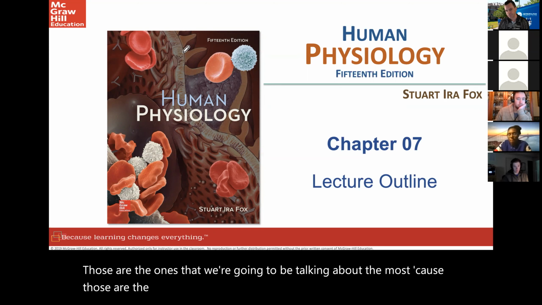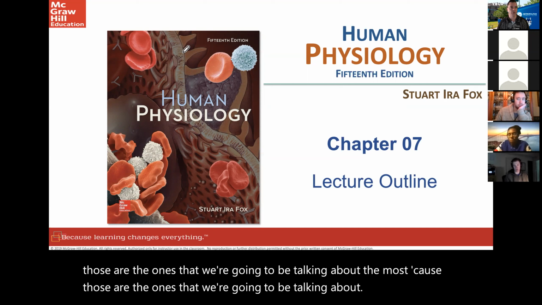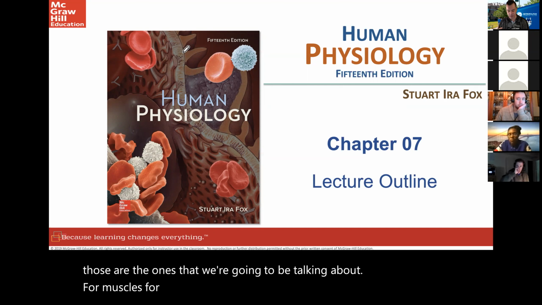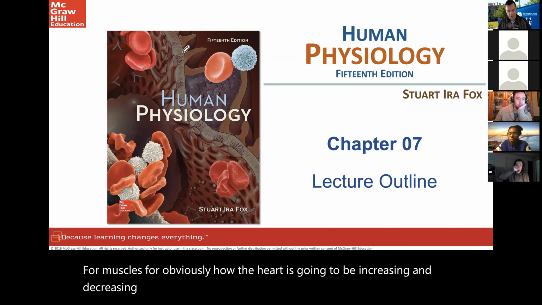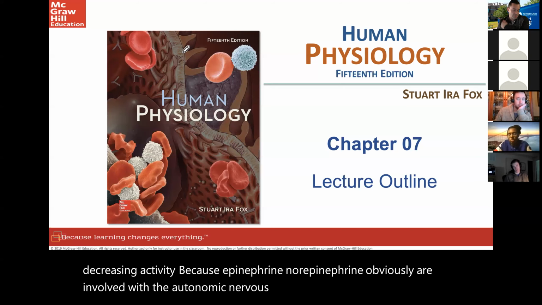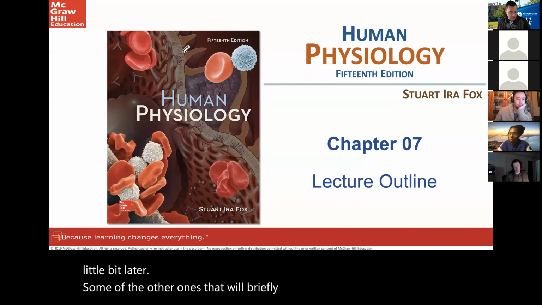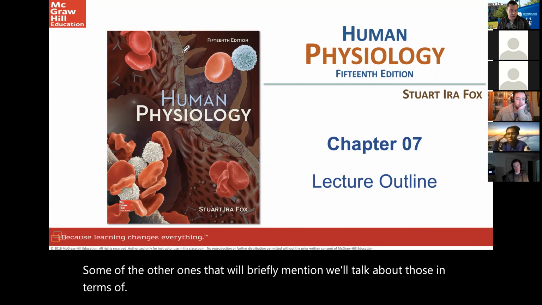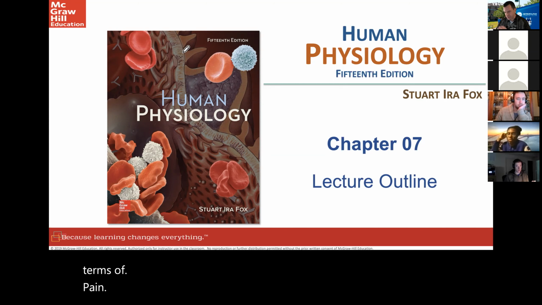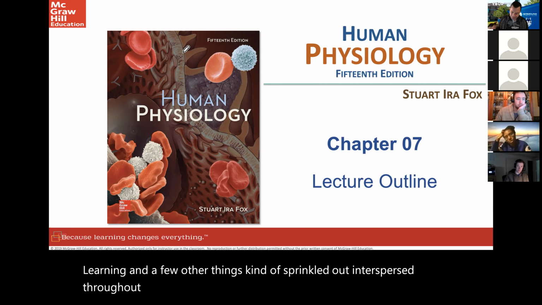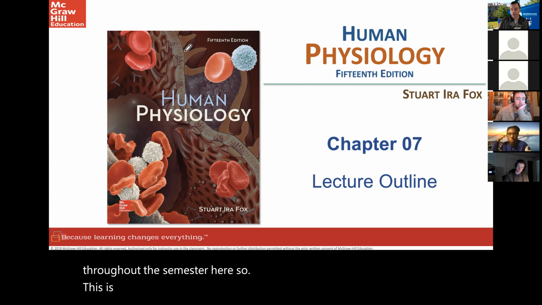that we're going to be talking about for muscles, for obviously how the heart is going to be increasing and decreasing activity, because epinephrine and norepinephrine obviously are involved with the autonomic nervous system. So we'll be hitting on those a little bit later. Some of the other ones that we'll briefly mention, we'll talk about those in terms of pain, learning, and a few other things interspersed throughout the semester here. So this is our building block chapter, if you will, chapter 7.